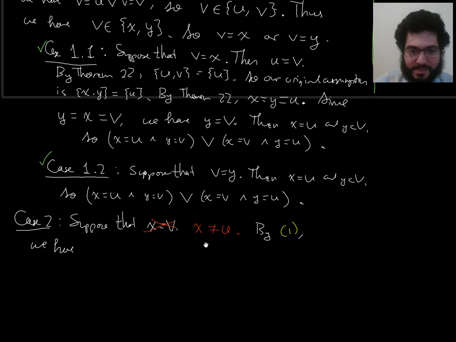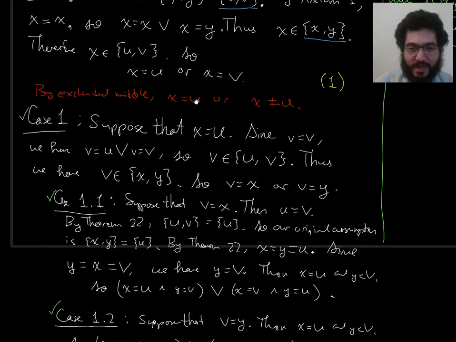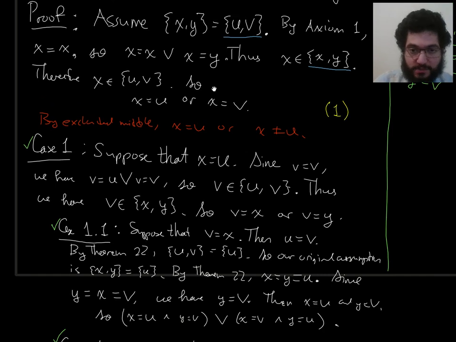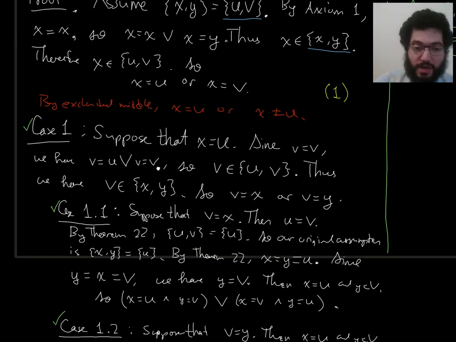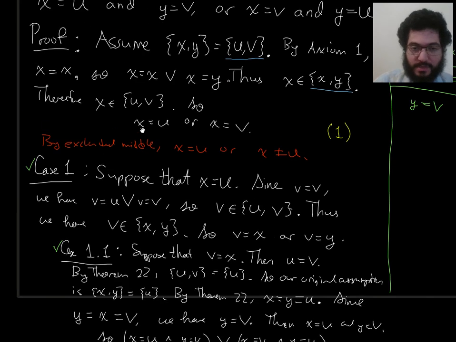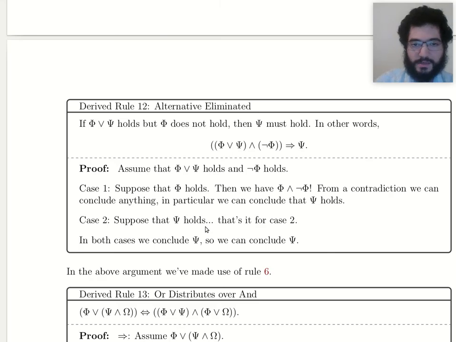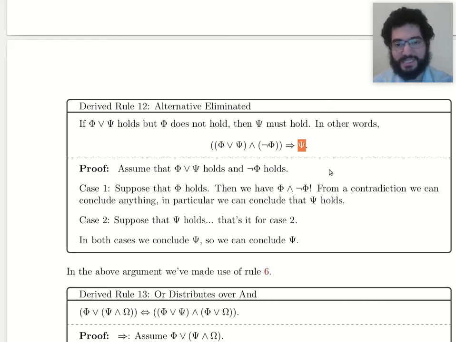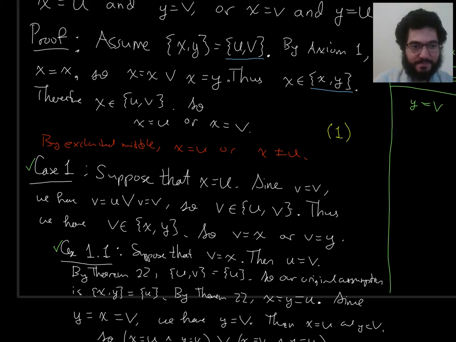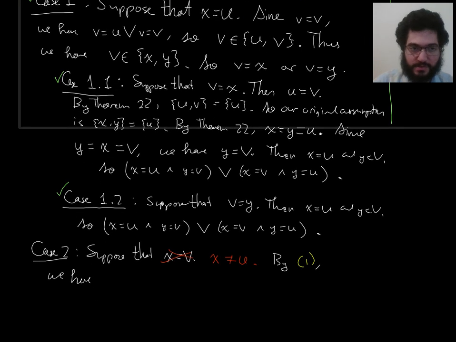okay, so why am I focusing on 1? Because I'm assuming x is not u. If I have x is u or x is v, and I know x is not u in case 2, then x must be v, right? This is one of our derived rules, number 12 here. Alternative eliminated. If you know phi or psi, and you know not phi, then you know it must be that psi. We know x is u or x is v, and we know x is not u. So by 1 we have x is v.